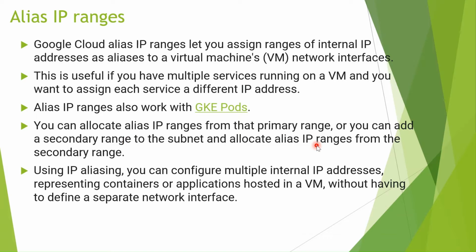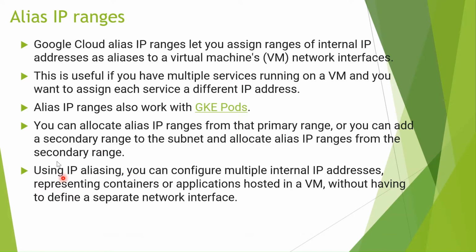So if you have a subnet, in it you have a primary range, and from that primary range you can assign an alias IP range. Or if you want, you can add a secondary range to the subnet, and then allocate alias IP ranges from the secondary range. If you want to use a secondary range, just go to your VPC subnet and create a secondary range, and then you have the option to use the full IP range or a specific IP range from the secondary or primary range for your alias IP ranges.